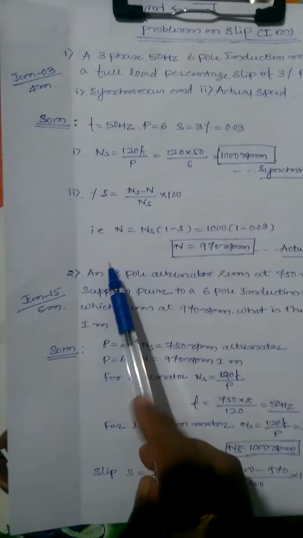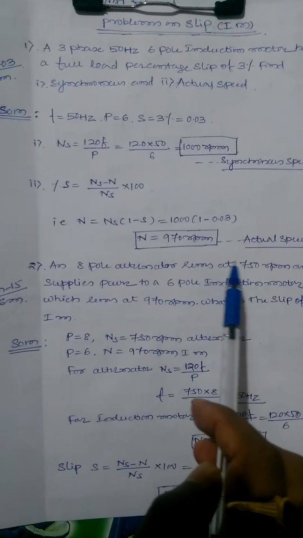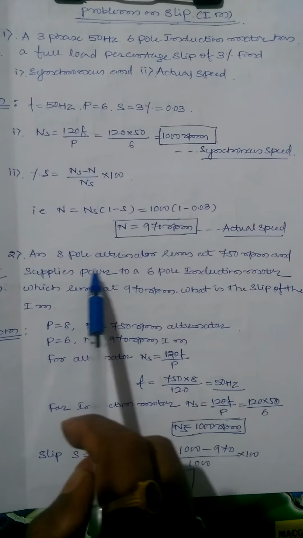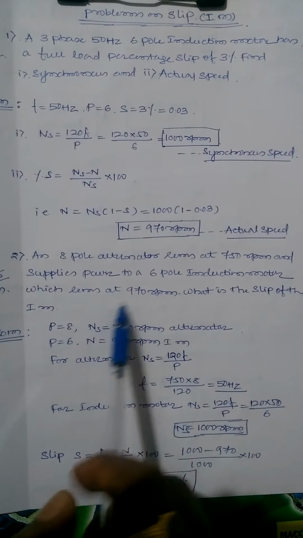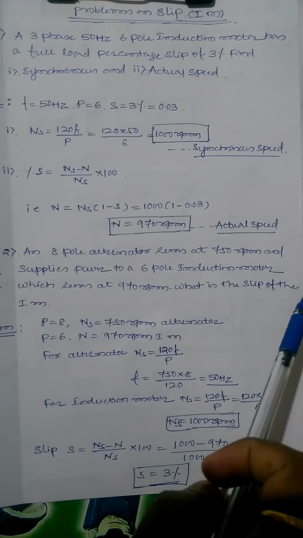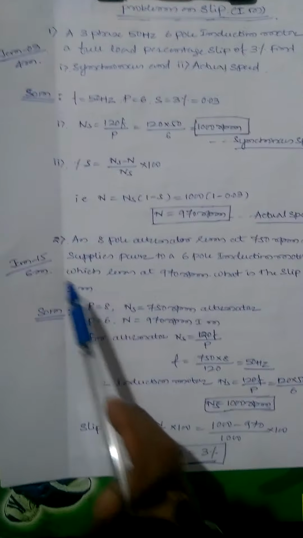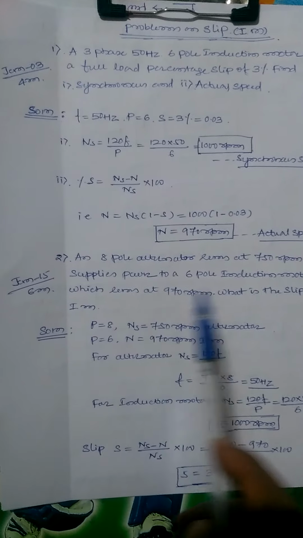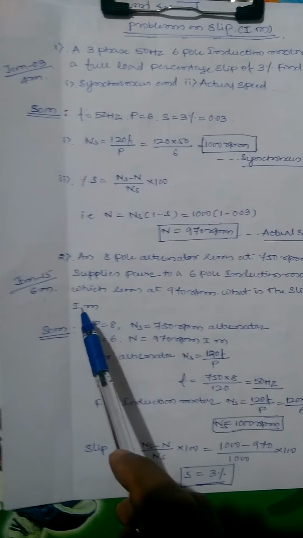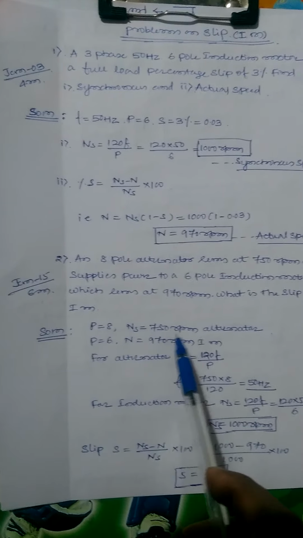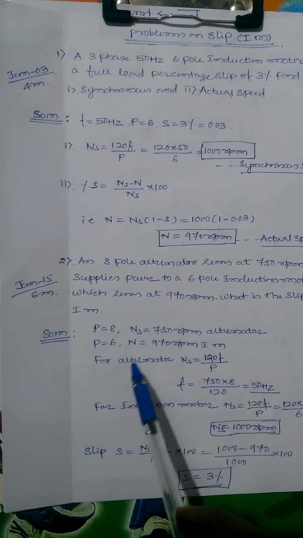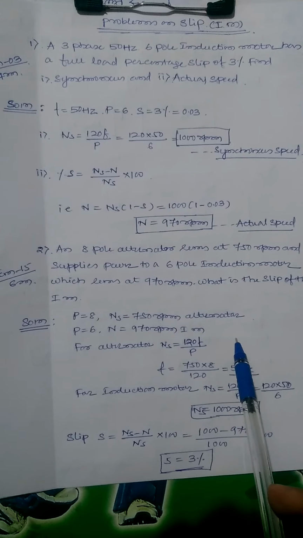The second problem: an 8-pole alternator runs at 750 rpm and supplies power to a 6-pole induction motor which runs at 970 rpm. What is the slip of the induction motor? This is also an exam problem, January 2015, 6 marks. Just write down the given data. Here, the alternator and the induction motor. First alternator: P equal to 8, Ns is 750 rpm. Induction motor: P equal to 6, N equal to 970 rpm.